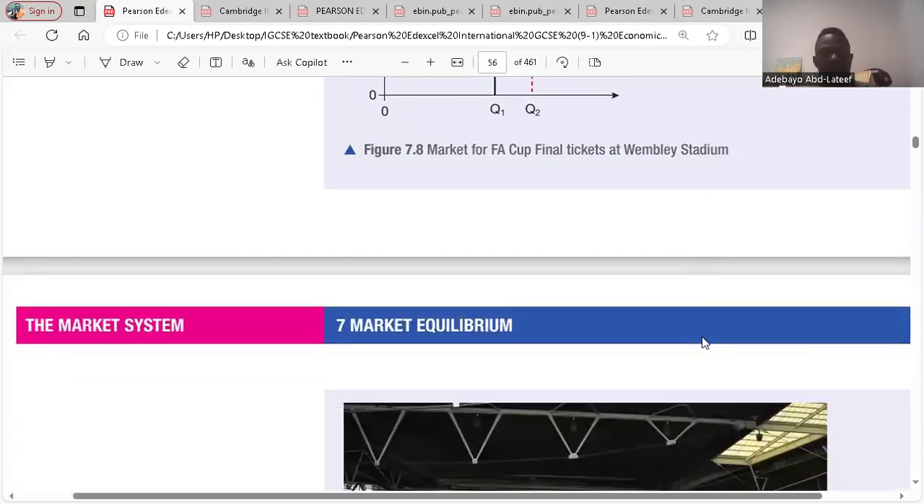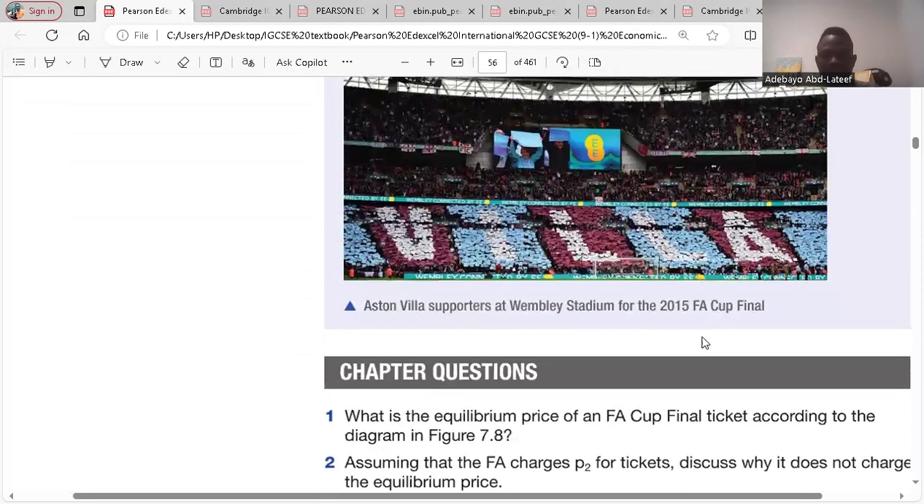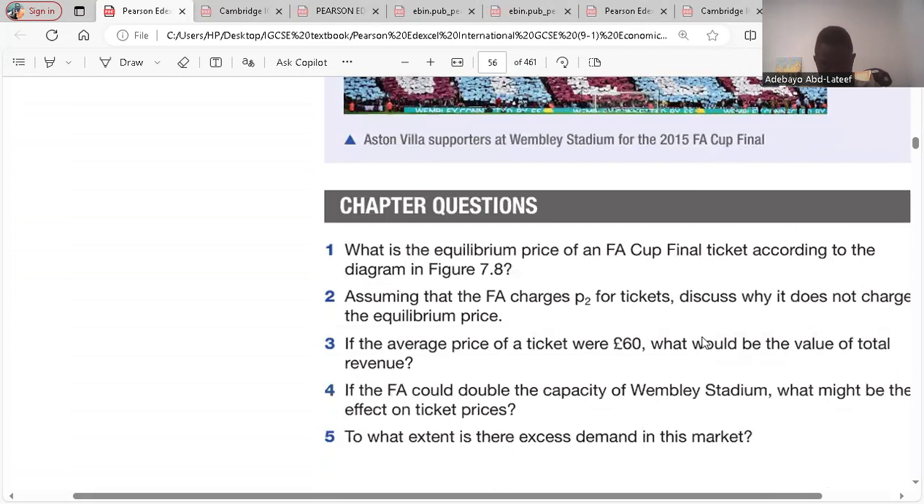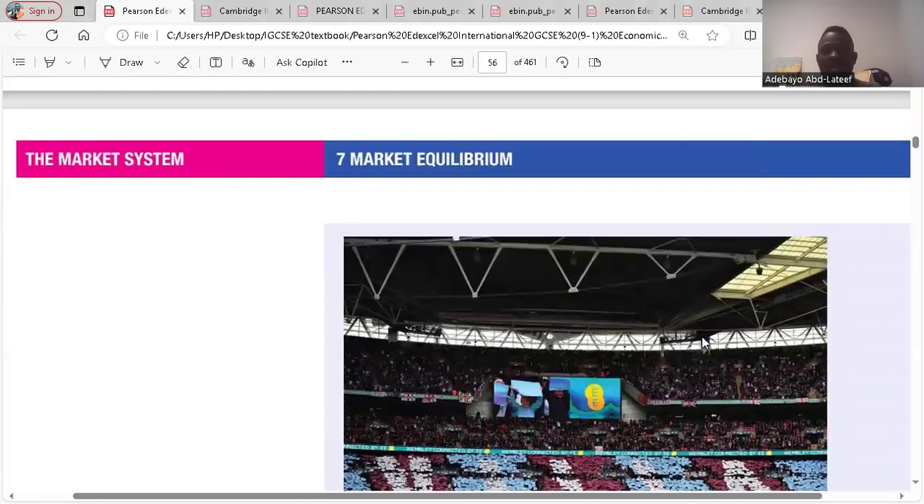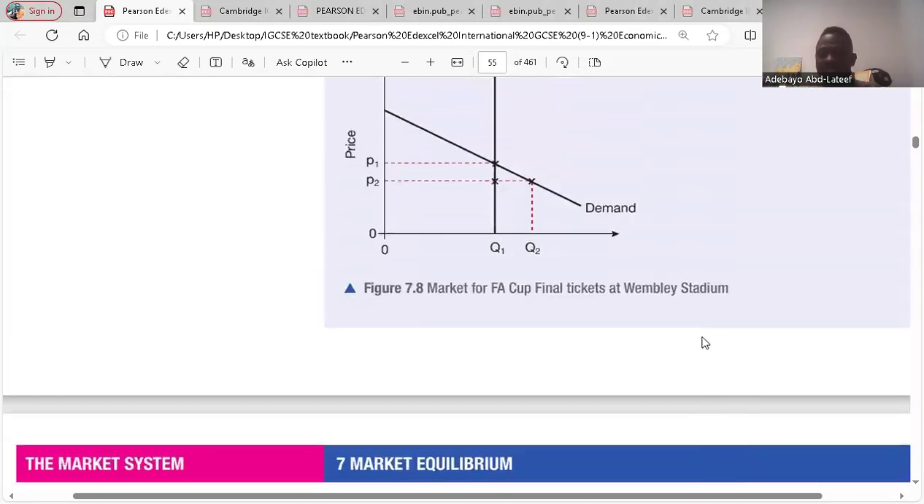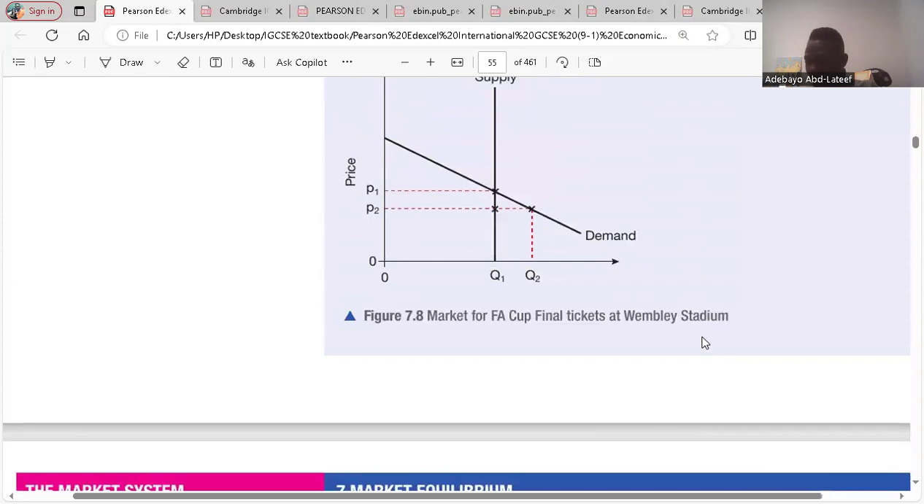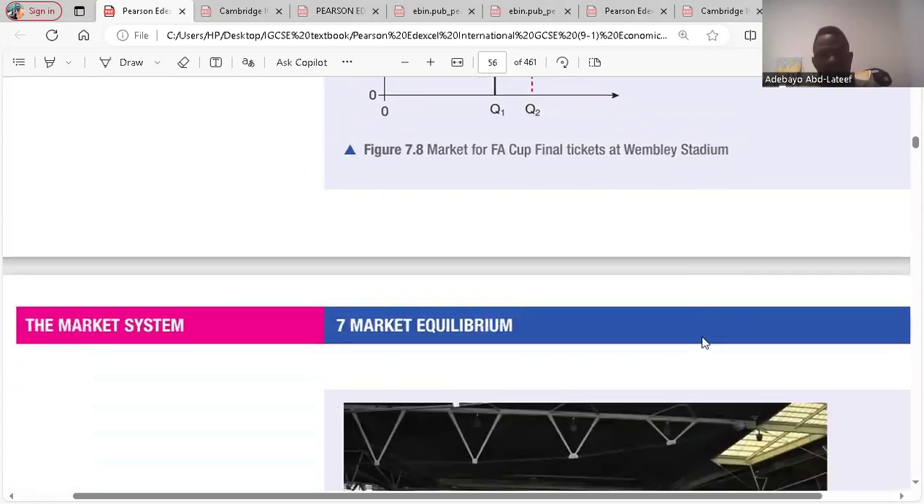So go to the question. What is the equilibrium price of an FA Cup ticket according to the diagram in Figure 7.8? According to the diagram, where demand and supply meet is at P1, Q1. Do you get it? This is where supply and demand are equal. Clear? We go to question two.